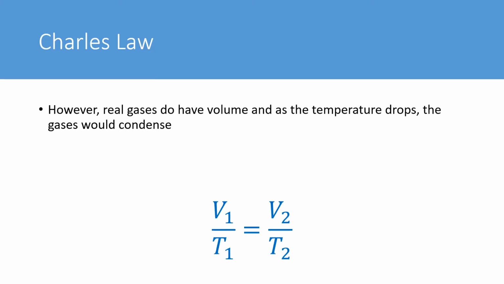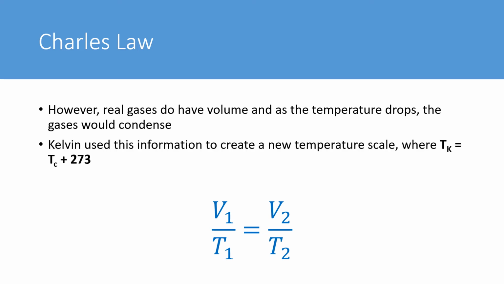However, it's important to understand that real gases have volume, and as the temperature drops, the gases would condense. Kelvin used this information to create a temperature scale where Tk equals Tc plus 273, where Tk equals the temperature in Kelvin and Tc equals the temperature in Celsius.